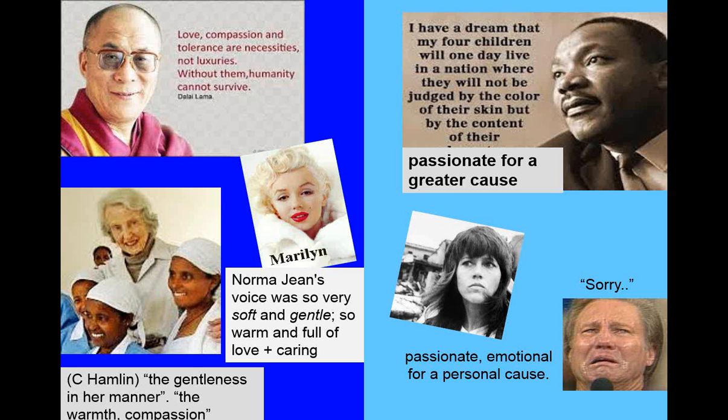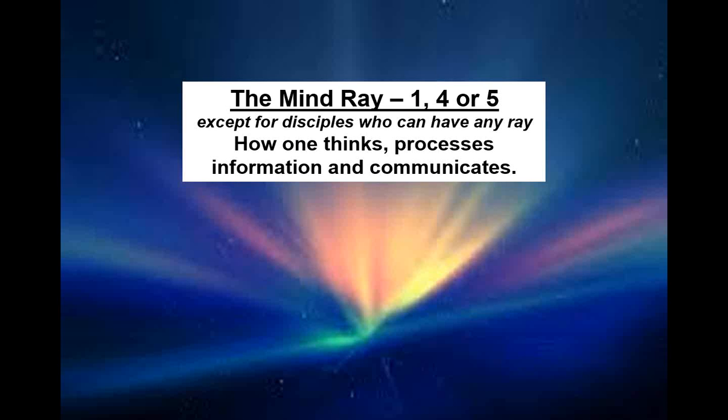And so we go quickly on to having covered that body ray, which is so important to look at, because for most of us, getting that body under control, that ray balanced out, is the most important psychological work for us in this life. So looking at the mind rays, we have rays 1, 4, 5, excepting for disciples who can have any ray, and the mind body, of course, is how we think, process information and communicate.